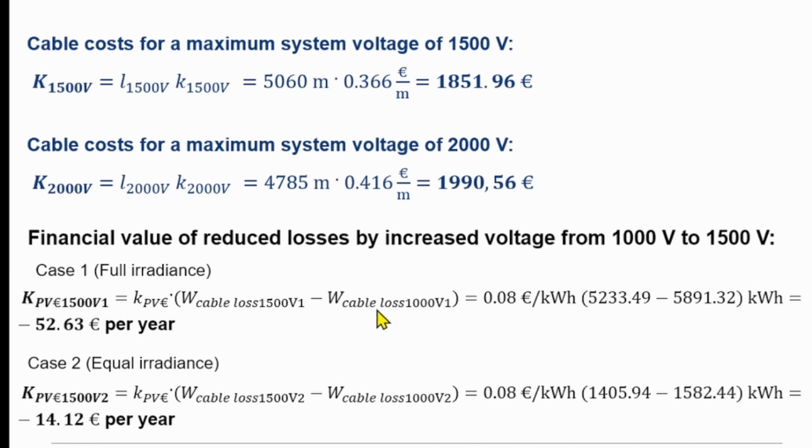Let's see, so we have the losses of 1000 volts and the 1500 volt. Let's take the difference. There's a negative difference multiplied by 8 cents per kilowatt hour. So we have negative costs. That's a benefit of 52.63 euro per year. This is for full irradiance. This is worst case, so the highest losses are there. And if we take more equalized irradiance, then if you put in the numbers here, you will have less losses, but also less benefits by that voltage. So the benefit is only 14.14 euro of negative costs per year, or benefit per year.